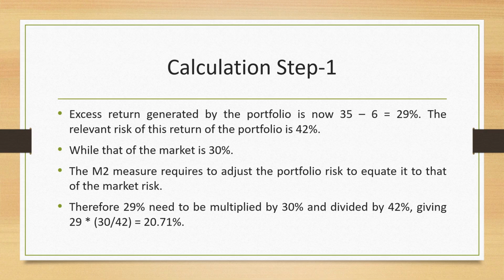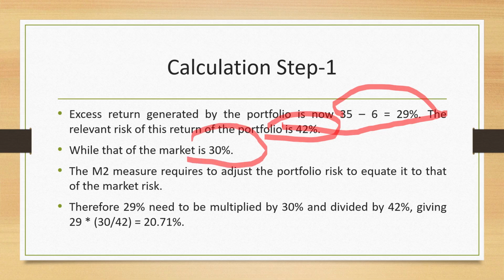Now look at the comparison. Excess return generated by the portfolio is very simple, 29%. Why 29%? Because 6% is the risk-free return. And to do that, the portfolio has a standard deviation of 42%, which means this 29% return is generated with a standard deviation of 42%. Now the market has a standard deviation of only 30%. So what do we do? The M² measure will help us calculate this.